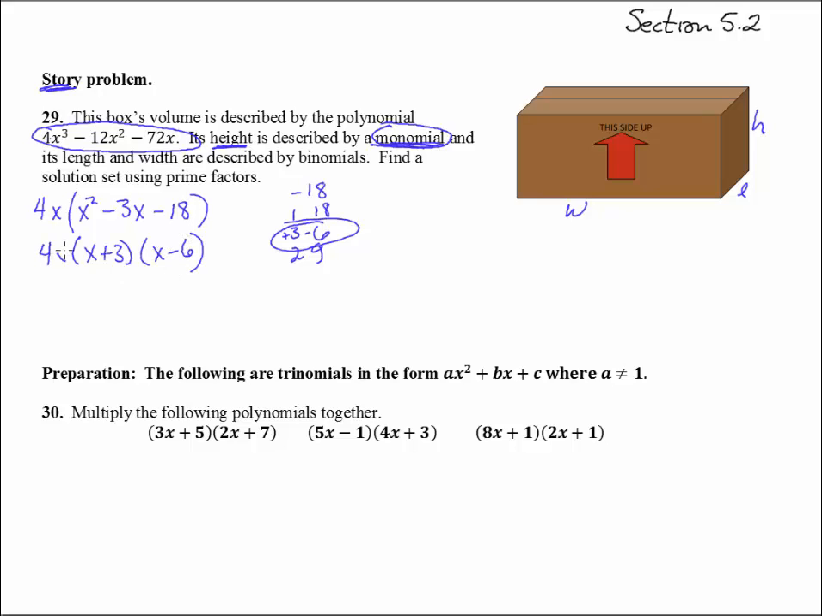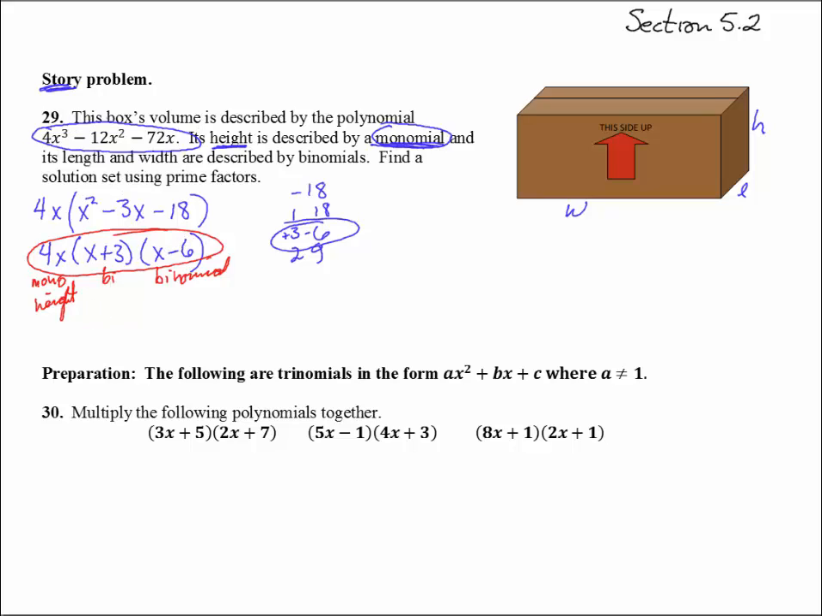And then the 4x is right out there. And look at that. We have a monomial, so there's the height right there. And then here's a binomial and a binomial, so this is the length and the width. And there we have it: 4x times x plus 3 times x minus 6. Which one's the length? Which one's the width? I don't know. But there's a polynomial that would multiply together to give that one right there.